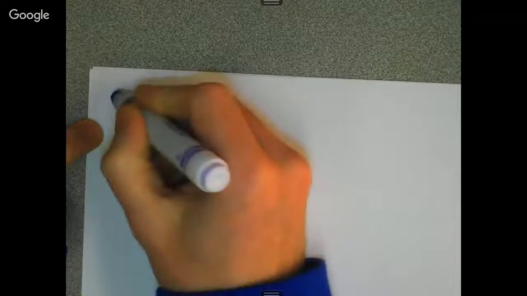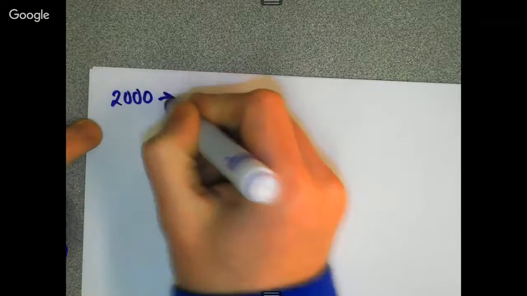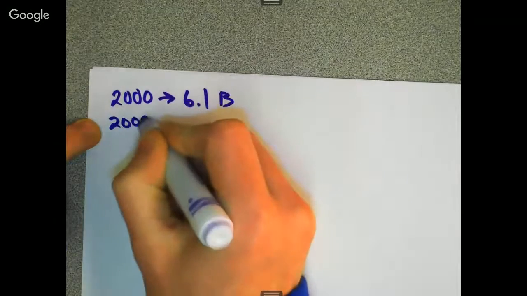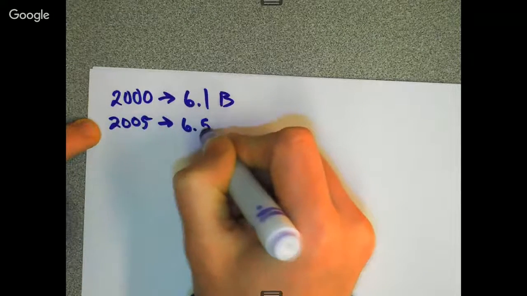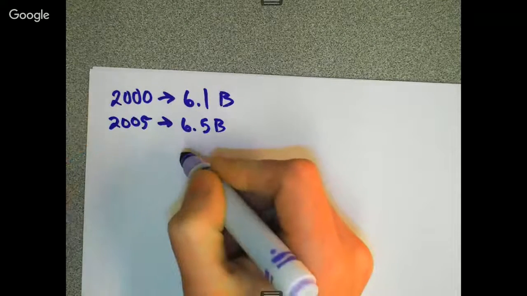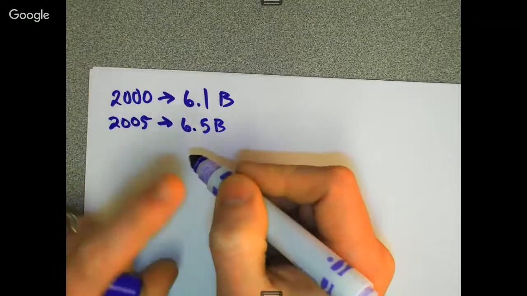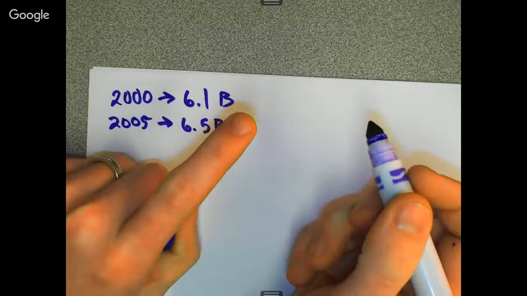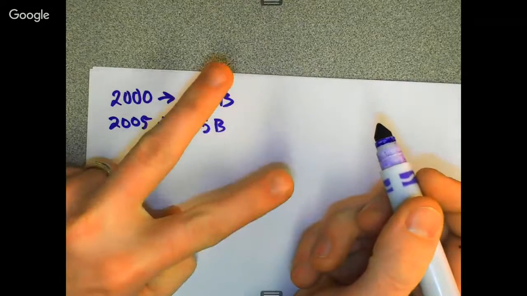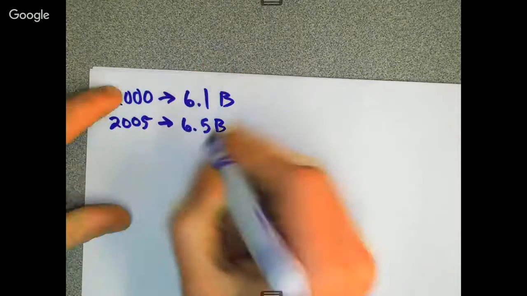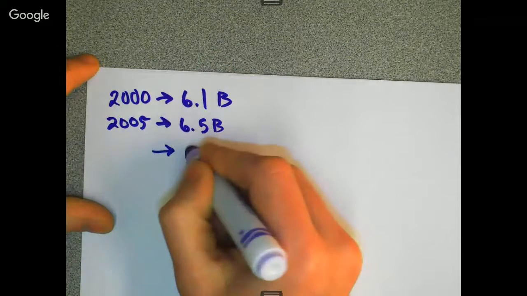So in 2000, we had 6.1 billion. And in 2005, there were 6.5 billion. And I want to know one, what's the growth rate? And I want to know two, what year will it be when I have 9 billion?